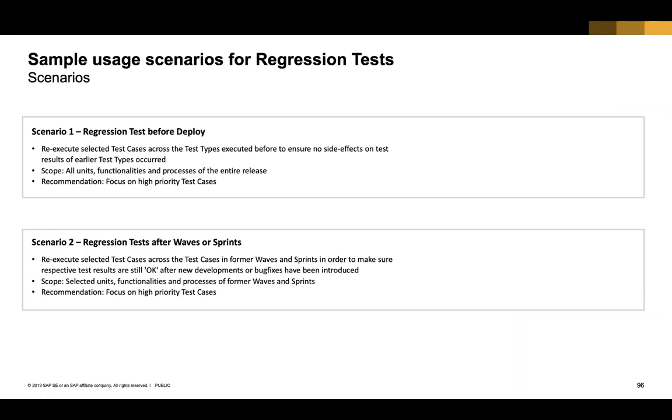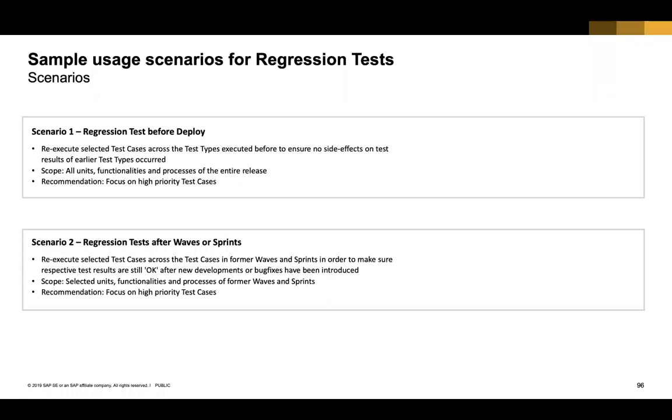And many projects also need to do regression testing, especially if they are following Agile and doing multiple waves of delivery. There are a couple of options for regression testing. One scenario is you do regression testing just before deploy, which means that you have done some last minute changes in your release and you just want to make sure that everything is working. Then they do regression testing just before deploying into production.